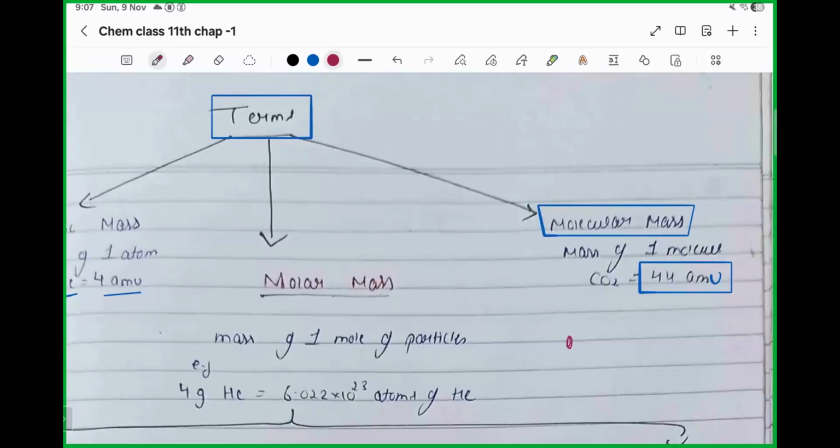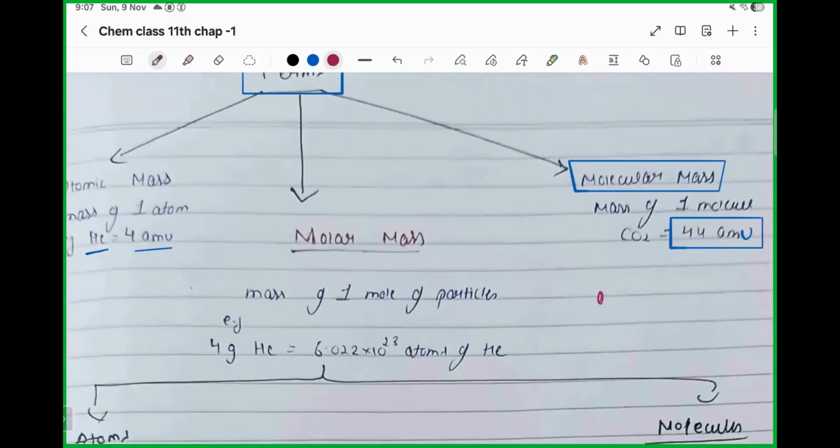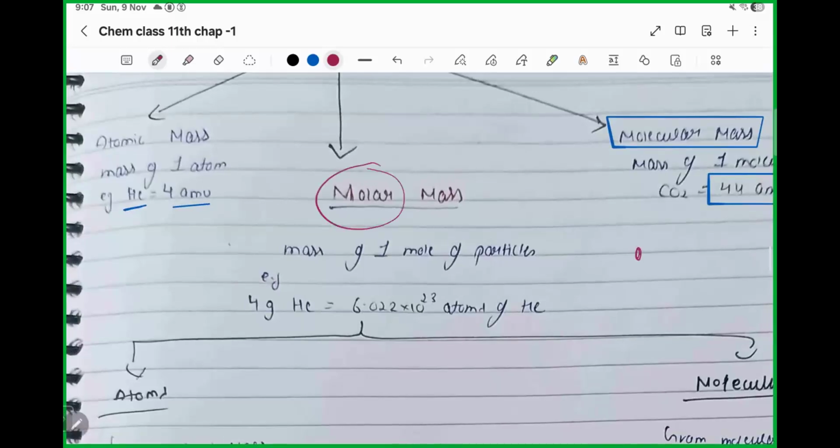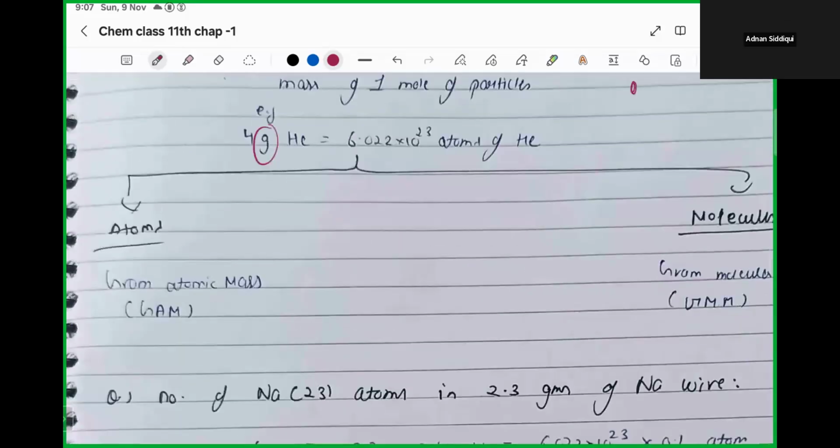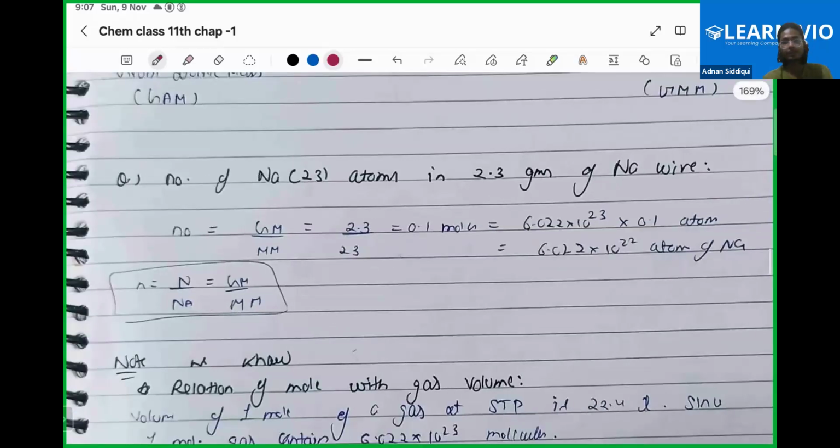If you are using an atom or a molecule, you will weigh it in AMU. But whenever you are using this molar term, it means you are talking about 1 mole of particles. And when you are using 1 mole, you can use gram. If I am saying 4 gram of helium, that means I am not just talking about one single atom of helium. I am talking about billions of helium atoms, right? Okay.